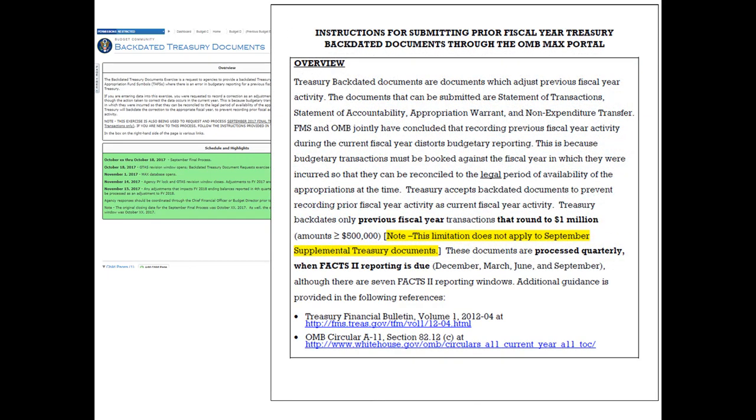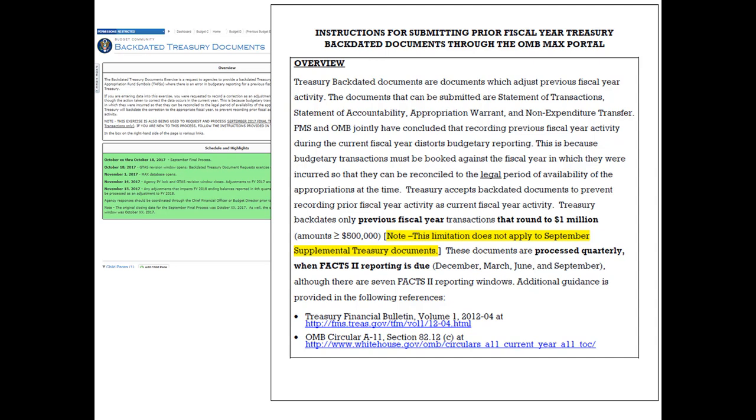Treasury backdated documents adjust previous fiscal year activity in order to ensure that budgetary transactions are booked against the fiscal year in which they were incurred, so they can be reconciled to the legal period of availability of appropriations. This process is done through an OMB max collect exercise. Backdating is done only for amounts in excess of $500,000, that is, that round to $1 million. This process is necessary to prevent recording prior fiscal year activity as current fiscal year activity.